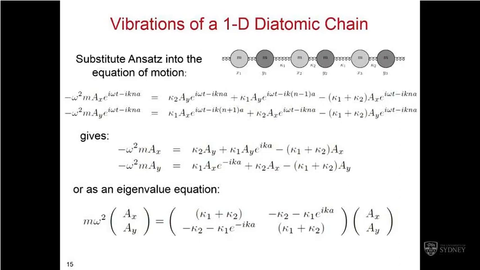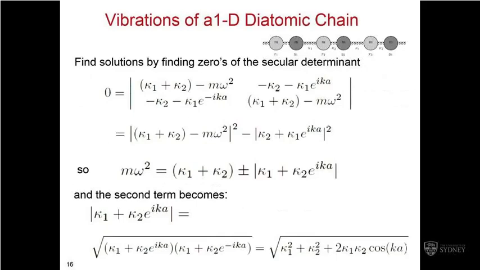Okay? And you can recognize that you can write this as an eigenvalue equation here with eigenvectors AX and AY. And then one can solve that by finding the zeros of this determinant. Okay, so we're just taking the m omega squared over this side and going to find the zeros. Okay, this is the usual procedure.